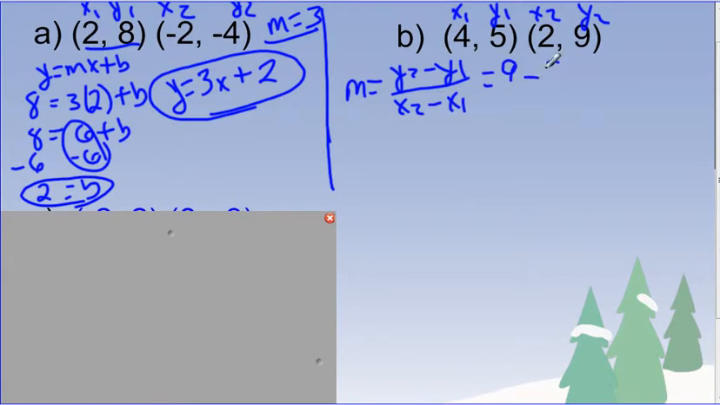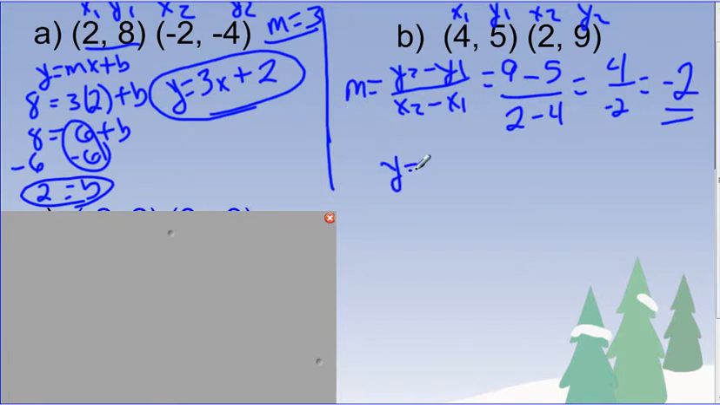y2 minus y1 over x2 minus x1 gives us a 4 up top, a negative 2 down below. This simplifies to give us negative 2. Groovy. Now we have slope. This is my m value. m equals negative 2. So if I use my equation, y equals mx plus b, I can plug in negative 2 for my slope and pick a point. I'm going to use 4 and 5. So my x value would be 4, my y value would be 5.